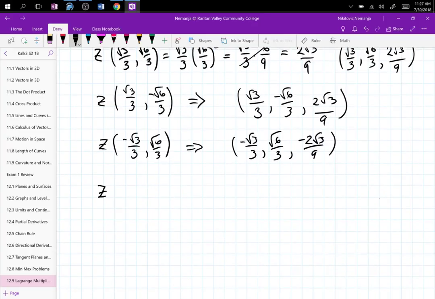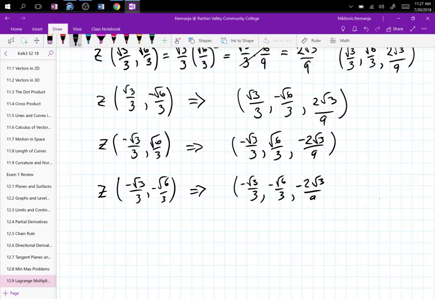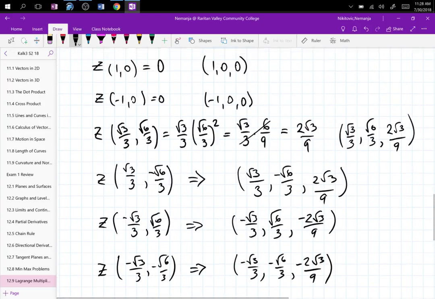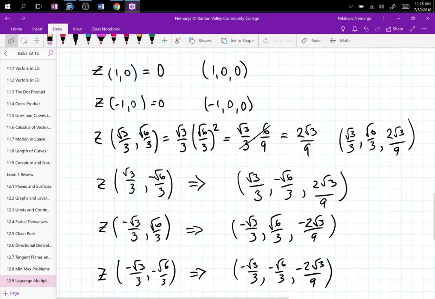And finally, z of negative root 3 over 3 and negative root 6 over 3. So you have to compute all 6 points. Negative root 3 over 3, negative root 6 over 3, and negative 2 root 3 over 9. And there you go. So these are all 6 points that are computed.